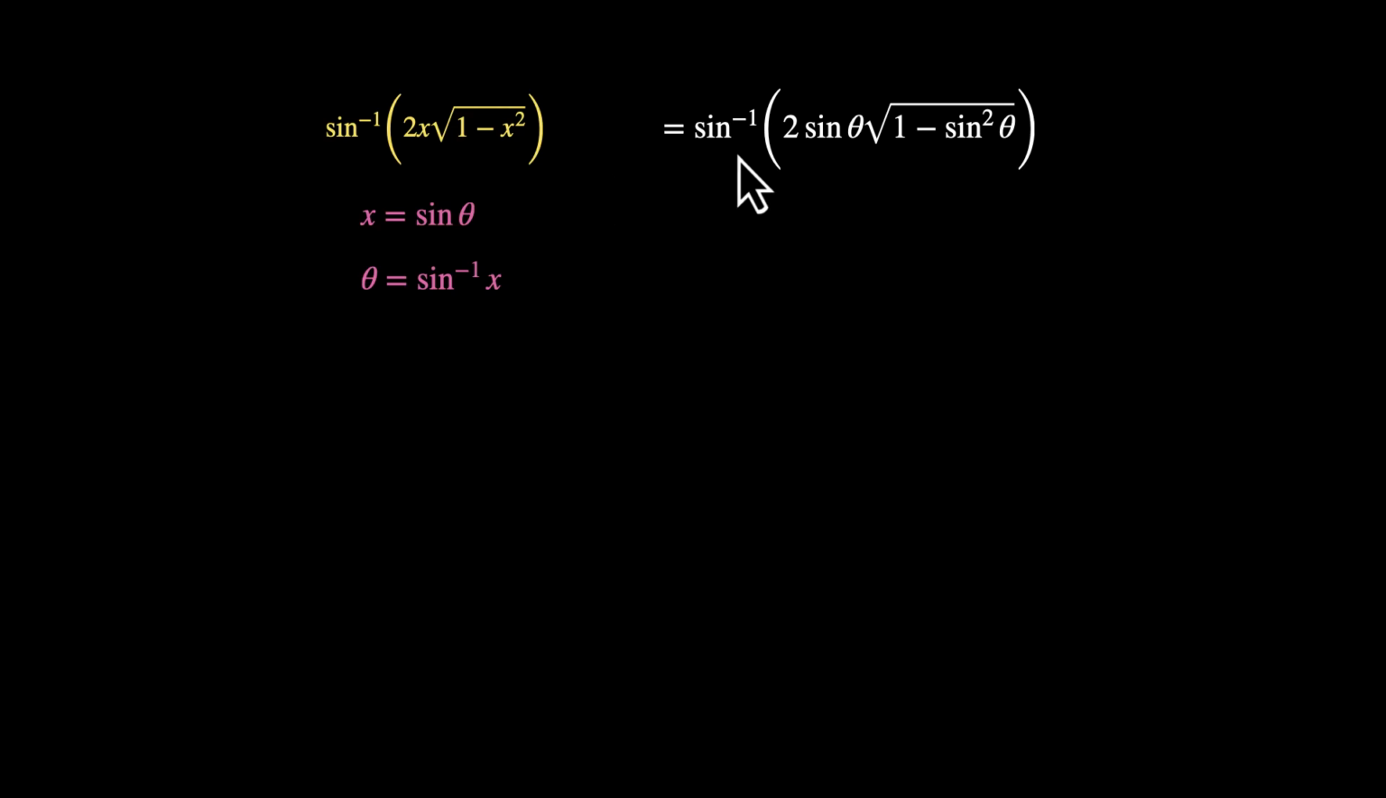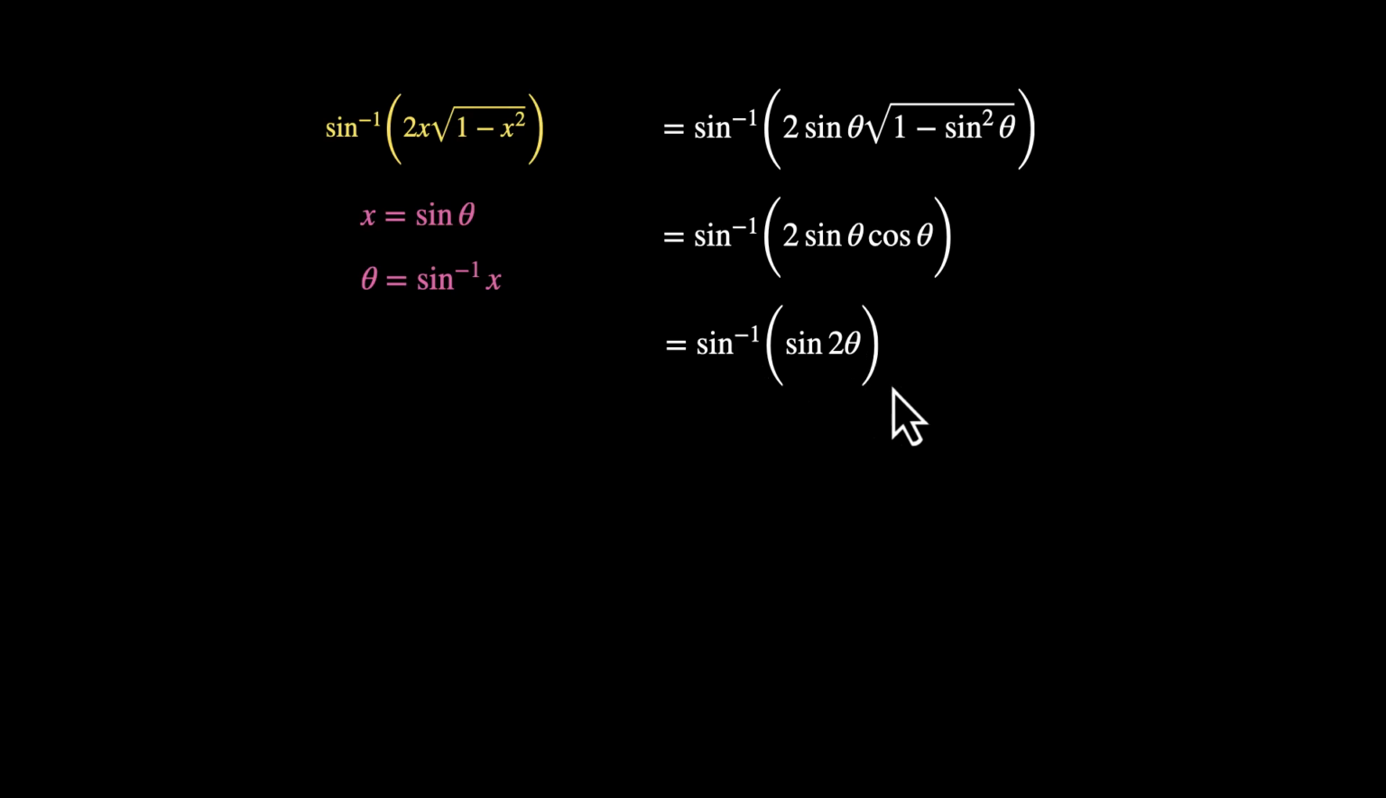So this becomes sine inverse of 2 times sine theta root of 1 minus sine square theta. This is 2 sine theta cos theta. And here we can apply an identity. 2 sine theta cos theta is sine 2 theta. So now we have sine inverse of sine of 2 theta. And we can cancel these two and write this as 2 theta. But can we always do that?